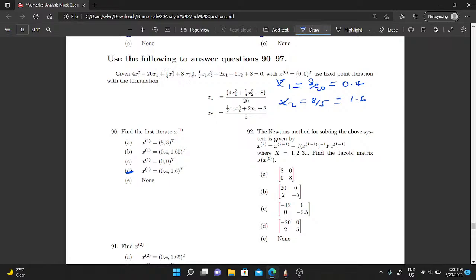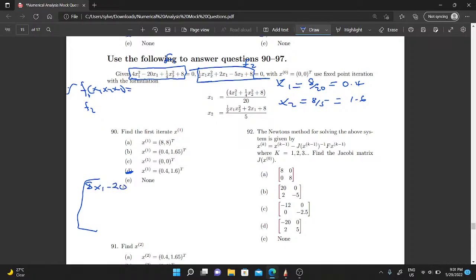So all you have to do is write this. This is your first equation. This is your second equation. That means your first f of x1, x2, x3 is equal to this whole thing. So this is your f1, and your f2 is this. So what you have to do for your Jacobian matrix is you take f1, differentiate it with respect to x1. What you get here is 8x1 minus 20. Then you differentiate with respect to x2. You get half x2. You're done with x1.